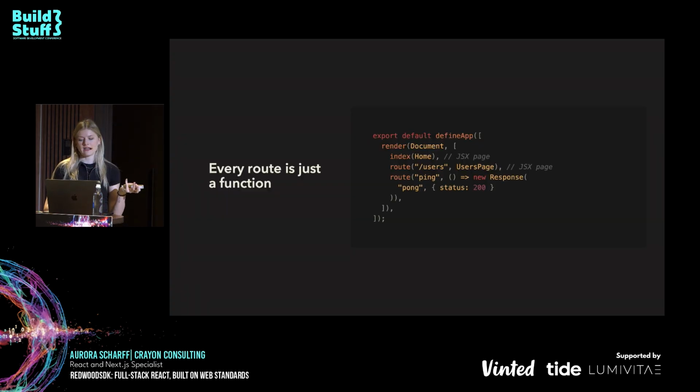And in Redwood SDK, every route is just a function, so there's no special syntax or compiler magic. A route takes a request and returns a response, or even a page. Here, we have this define app export, which is the entry point for the Cloudflare worker. It contains an index route for the home page returning a React component, and a route for the users here, and another route that just returns a response. So it probably looks very familiar.